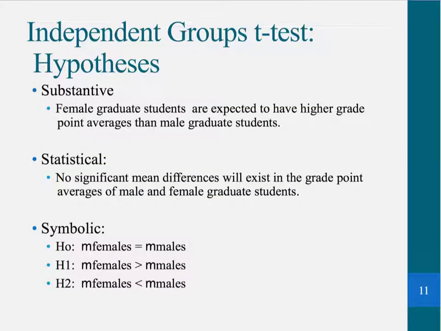So you're going to start off by stating your hypotheses. These formats are the exact same formats that we have used in the prior assignment. Your substantive: female graduate students are expected to have a higher grade point average than male graduate students. The statistical: no significant mean difference will exist between the grade point averages of male and female graduate students. And then this third one, unfortunately, the app that I'm using to do this is turning these into M's, and they're not M's. What they really are is the Greek letter mu, just like in our previous assignment. So the mu for females is equal to the mu for males is our null hypothesis, and then we have the two alternatives. Females could be higher or females could be lower.